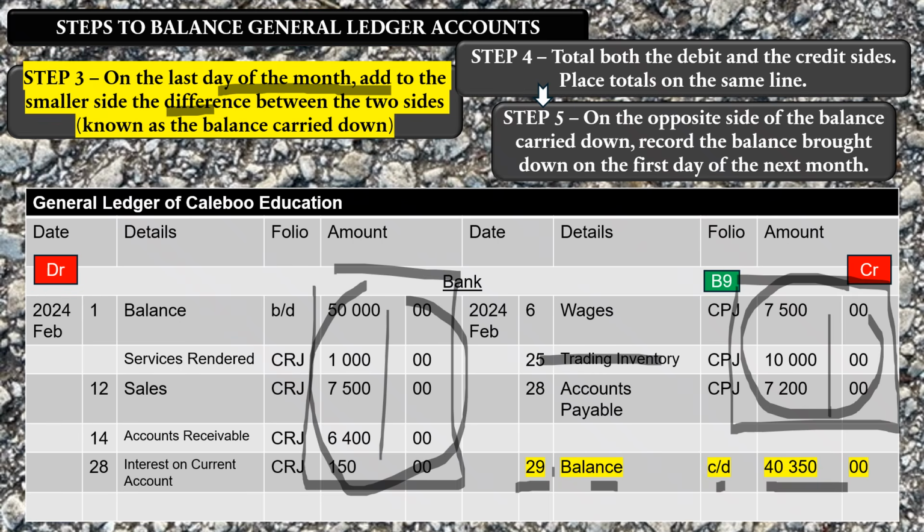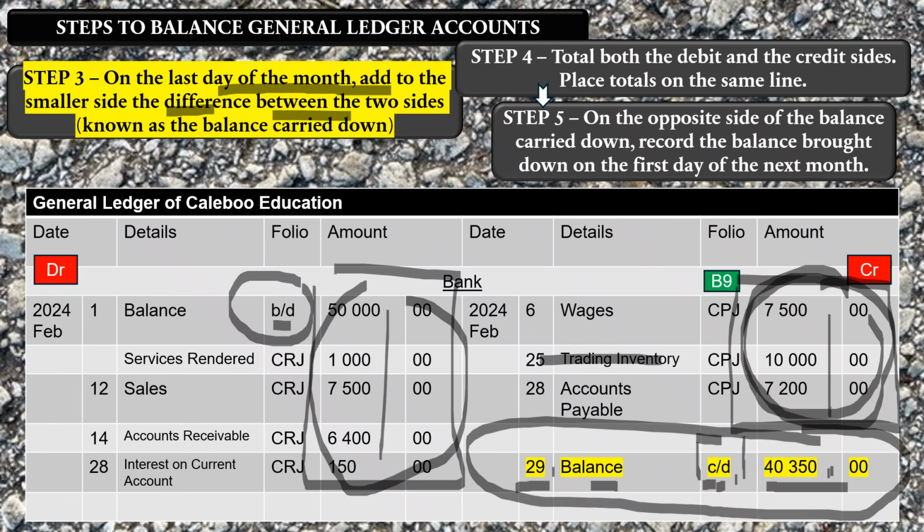down. So you find the difference between the two sides. You add to the smaller side the difference between the two sides, which is 40,350. And on the last day of the month, for some other reason, it's called carried down. On the first day of a month in a general ledger, it's called brought down. So step 3, we've done that. On the last day of the month, add to the smaller side the difference between the two sides, known as the balance carried down.